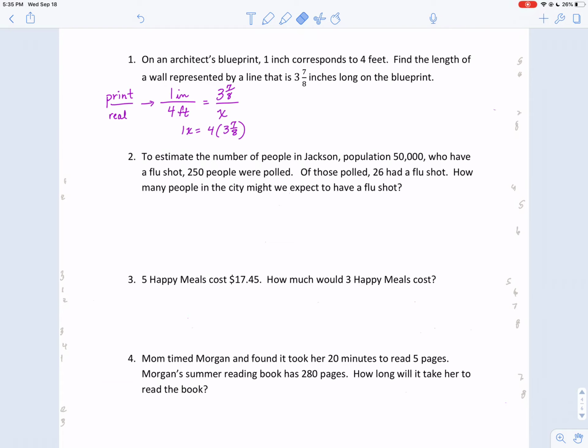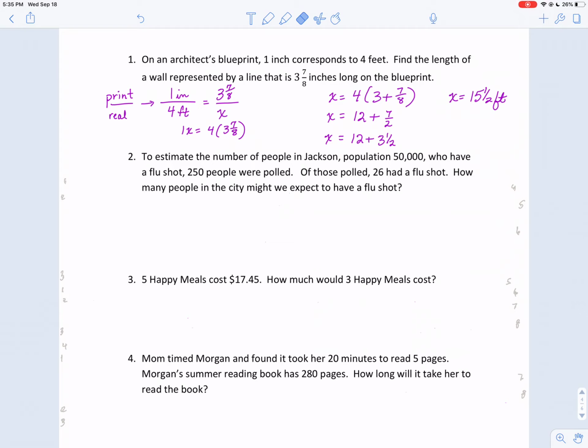So I'm going to wind up saying 4 times 3 7/8, which we have done before. Remember where you just split it up? So that we're really saying 4 times 3 and then 4 times 7/8. So then we can add those together. So that's really 12 plus 3 1/2. So the wall is actually 15 1/2 feet long.